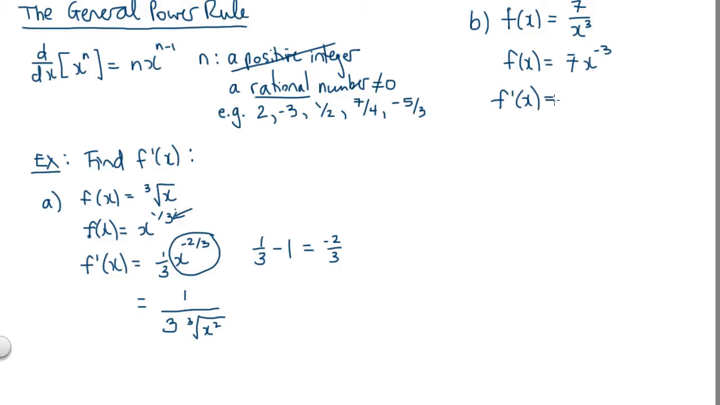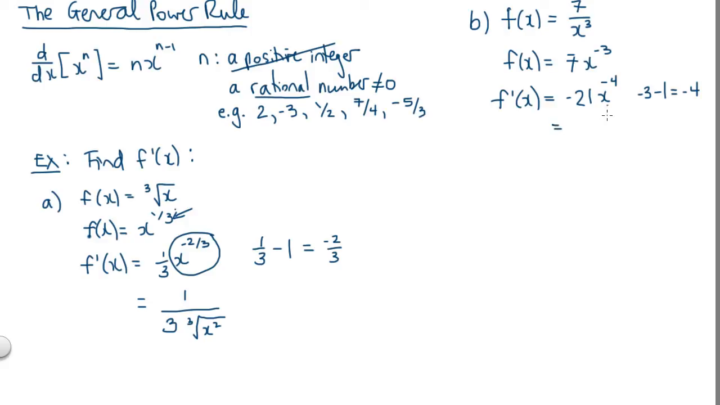F prime of x is equal to, well, according to our power rule, the -3 is going to come down in front. So we'll have -21 x to the -4. That -4 just coming from the fact that we're doing -3 minus 1 to get our new power.